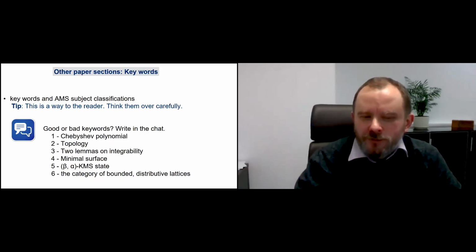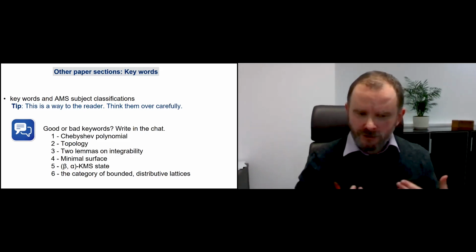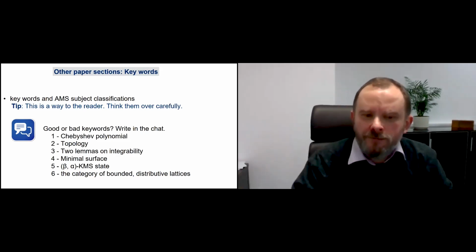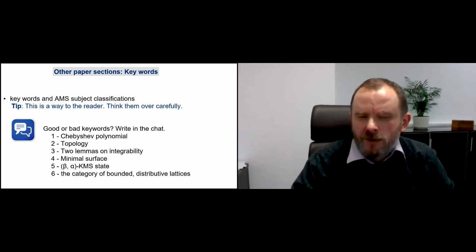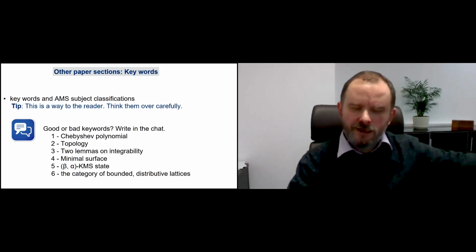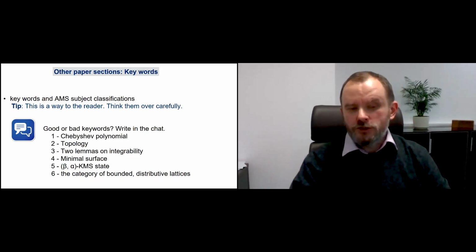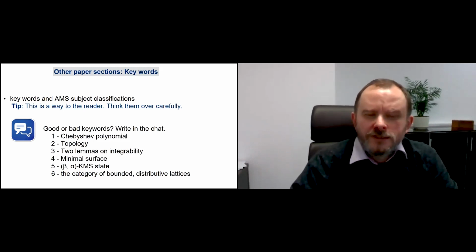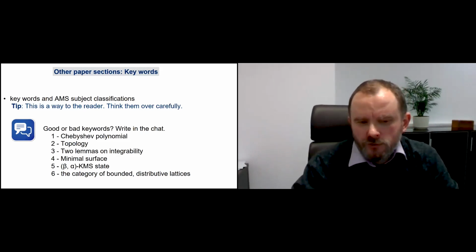What do I mean? In my opinion, good keywords are number 1 and number 4. Chebyshev polynomial and minimal surface. Because when I read such a paper with such keywords, I understand from which area of mathematics this paper is, and very approximately what it can be about. This gives me some directions, idea. Topology, I saw that some people also say that topology is a good variant. For me, this is too general.